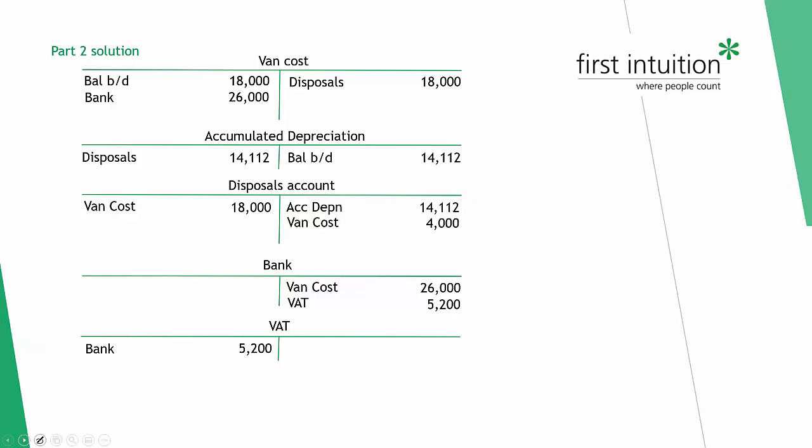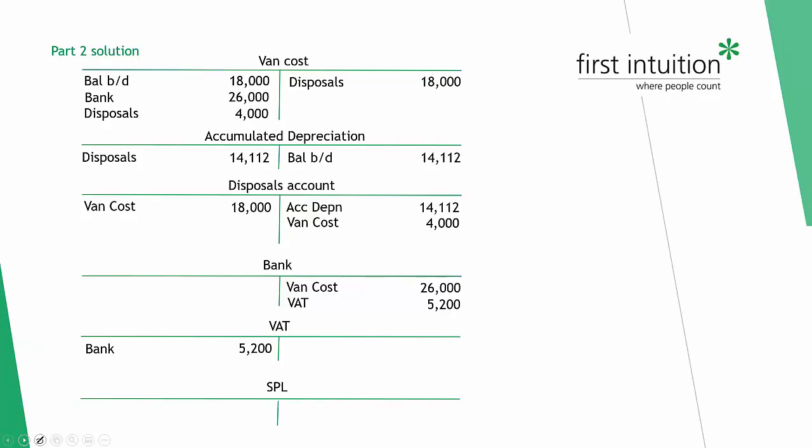Next one, we've got the 4,000 that we have received in respect of the part exchange, and that also makes up the rest of the cost. So one way or another, we've finished up with 30,000 in van cost, which is the cost of the van that we now own. It just remains now to identify what is the effect on profit or loss?